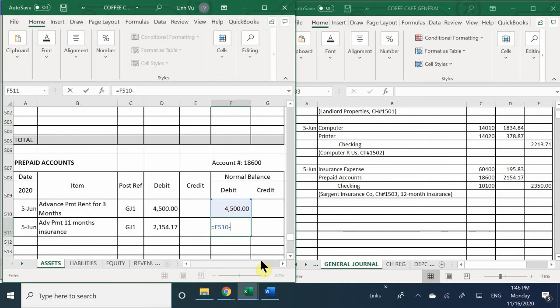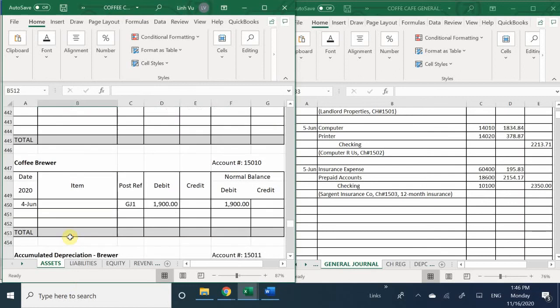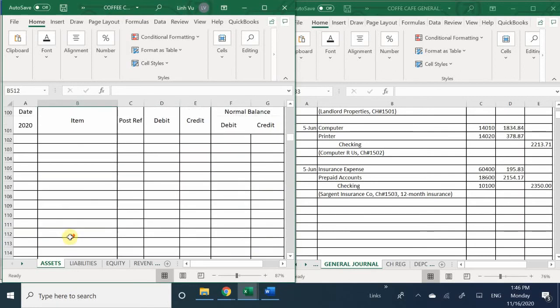You can either add or subtract first. It doesn't matter because it's order of operations. So you can add your debits column first. So in this case, I have 2,154. And I'm going to subtract anything in my credit column, which is I have nothing there. And then enter. Yes. So 6,654 and 17 cents. Good. Perfect.